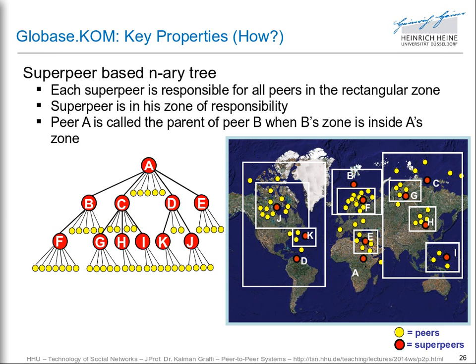Yes, a peer is called the parent of another peer when this peer's zone is inside the other peer's zone. So, for example, E is a child of A, or the other way around, A is a parent of E.